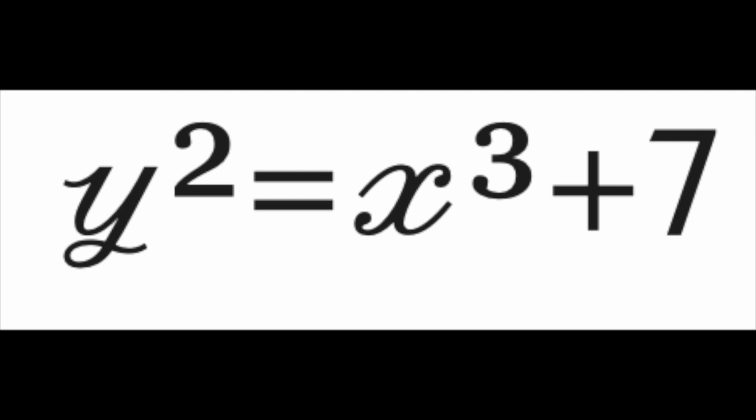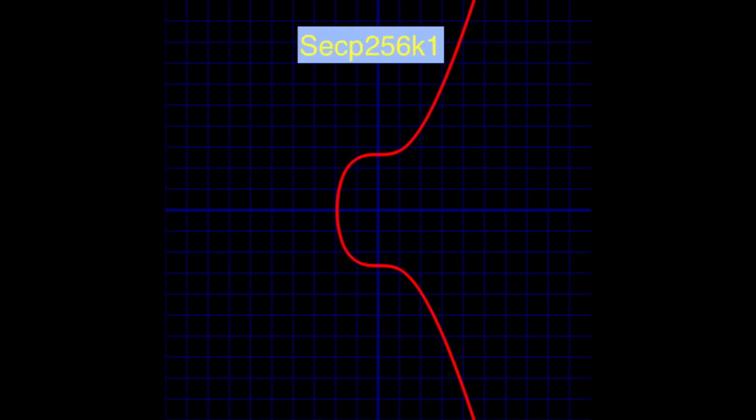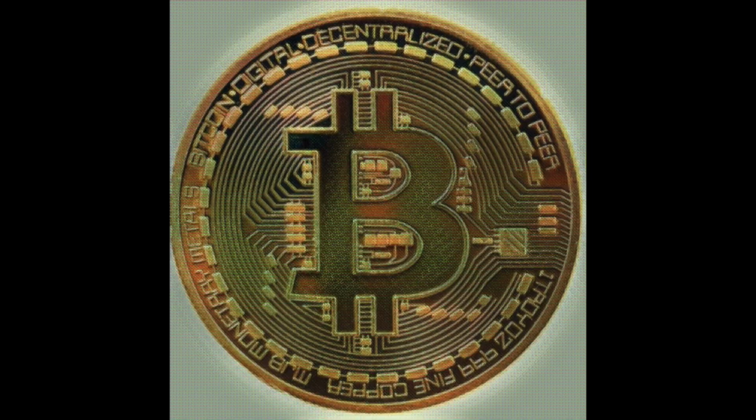Number 3. y squared equals x cubed plus 7. This curve is also called secp256k1. Although it might not really seem that important or powerful, it turns out that this is the elliptic curve that Bitcoin uses for its algorithms, so it is probably the most widespread elliptic curve.